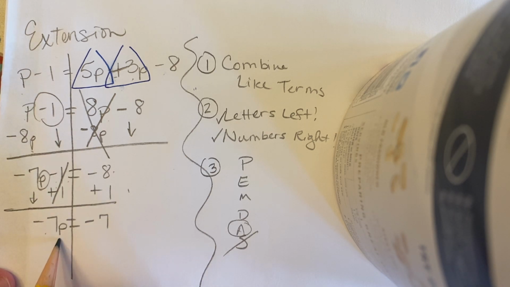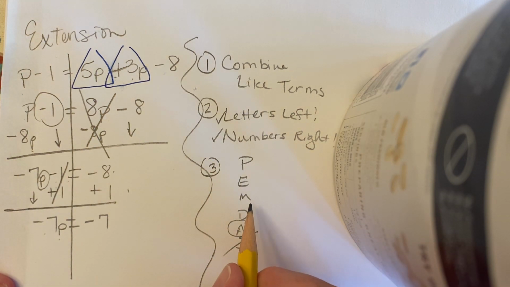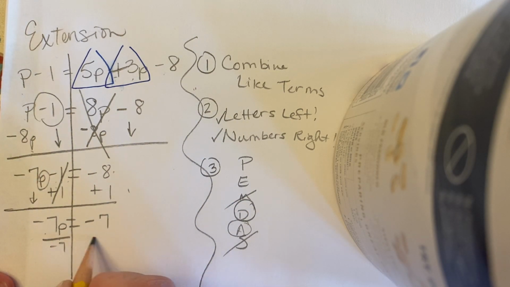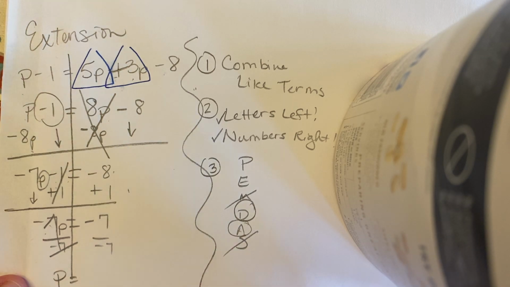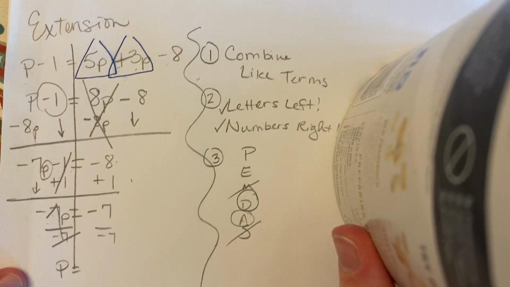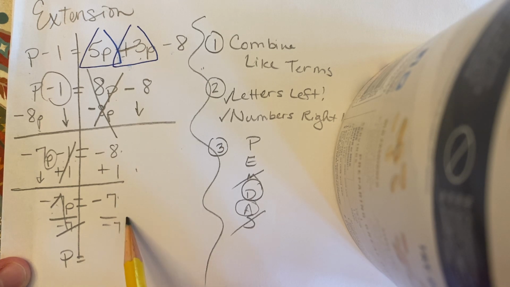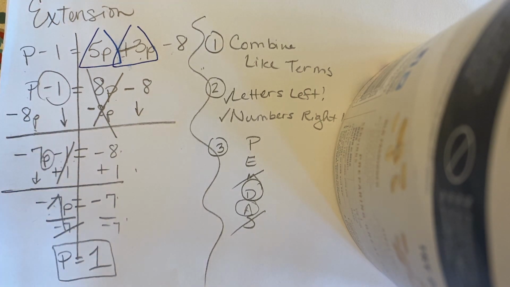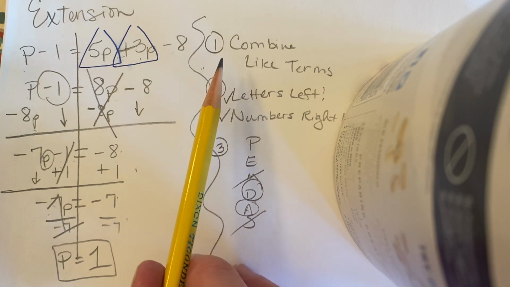Negative 7 times p means I'm ready to divide both sides by negative 7. Since these are exactly the same on top and bottom, I'm left with 1p. And on the right side, they're exactly the same on top and bottom, so I have a 1 over here too. P equals 1. Okay, so there's a little bit more of a process here.